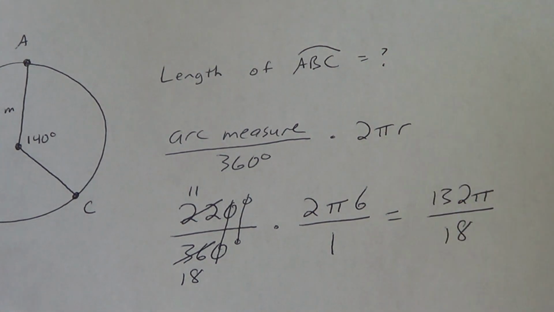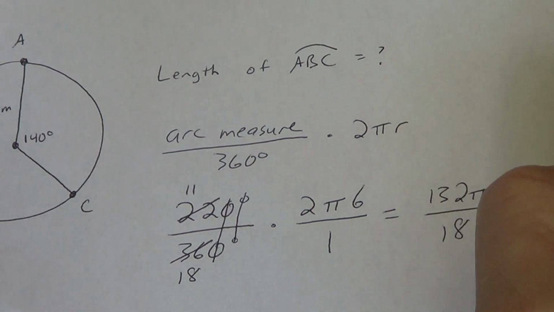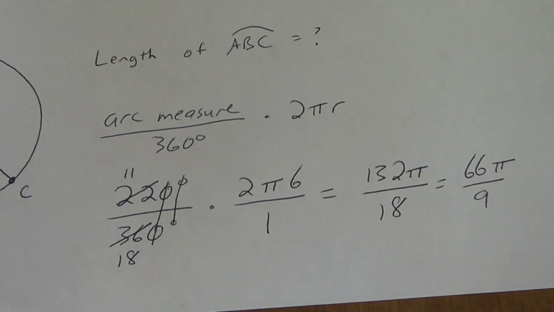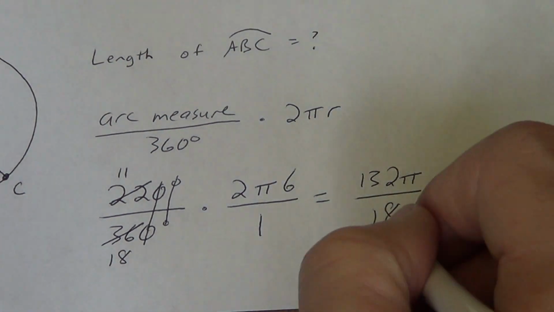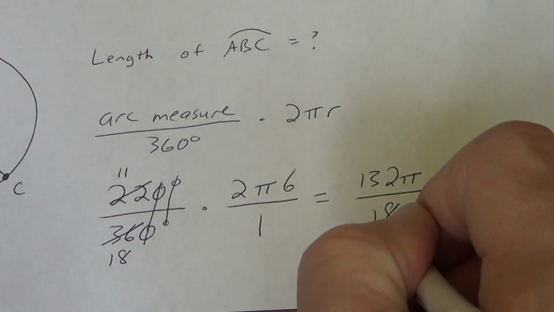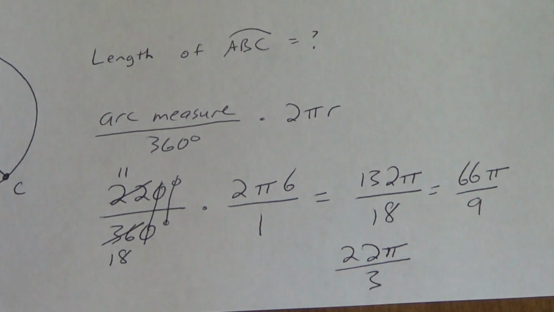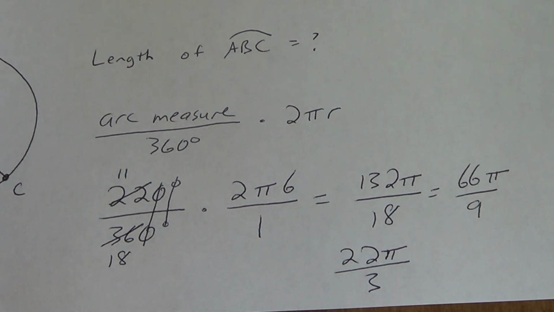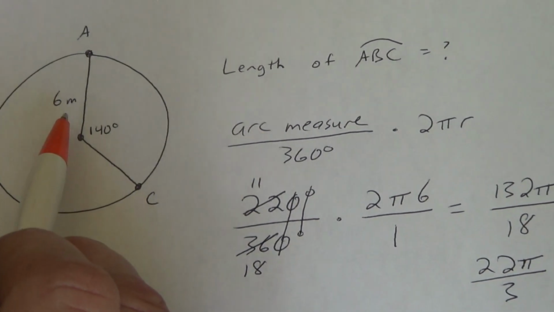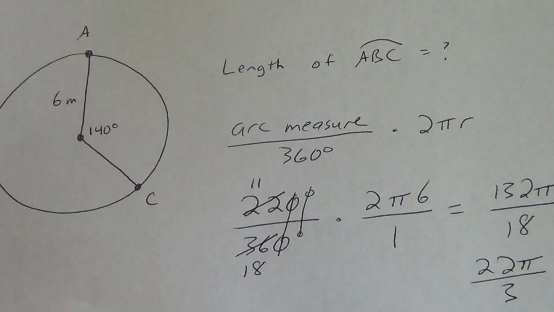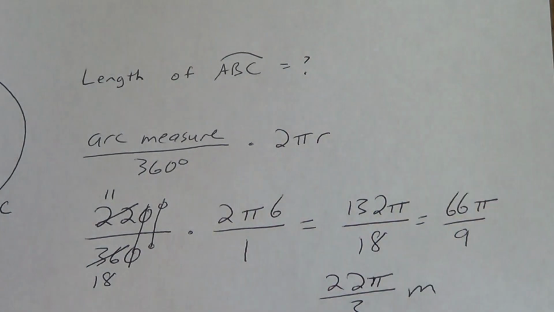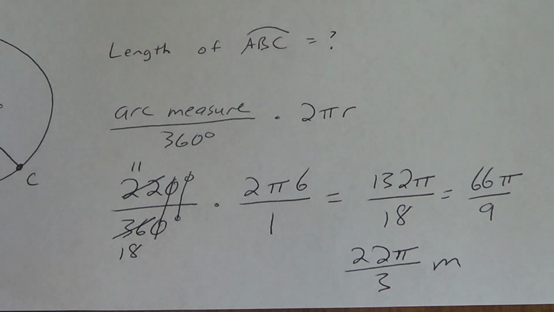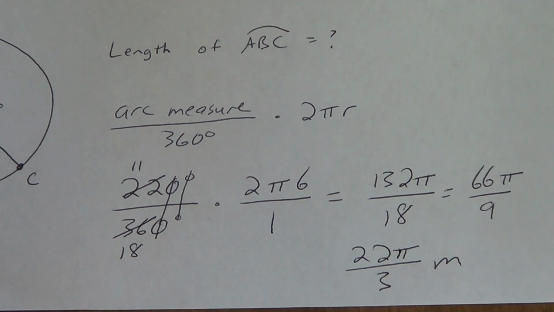We need to reduce here. They are both divisible by 2. That would give me 66 pi over 9. Those are both divisible by 3, so that's going to give me 22 pi over 3. I can't reduce any farther. My label, it's a length. So I'm going to use my M, that's for meters, and there's our answer, 22 pi over 3 meters.